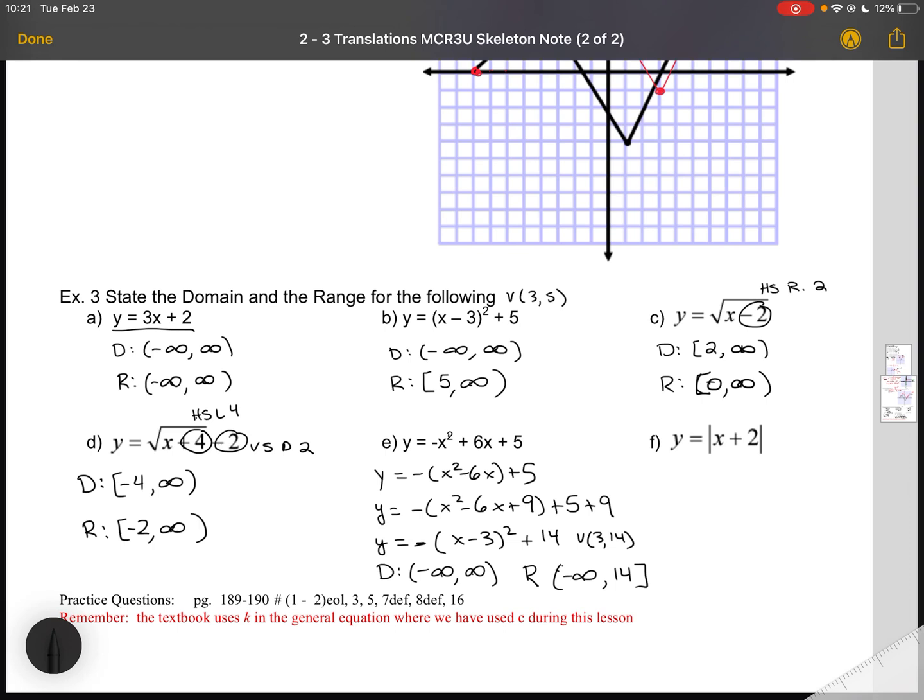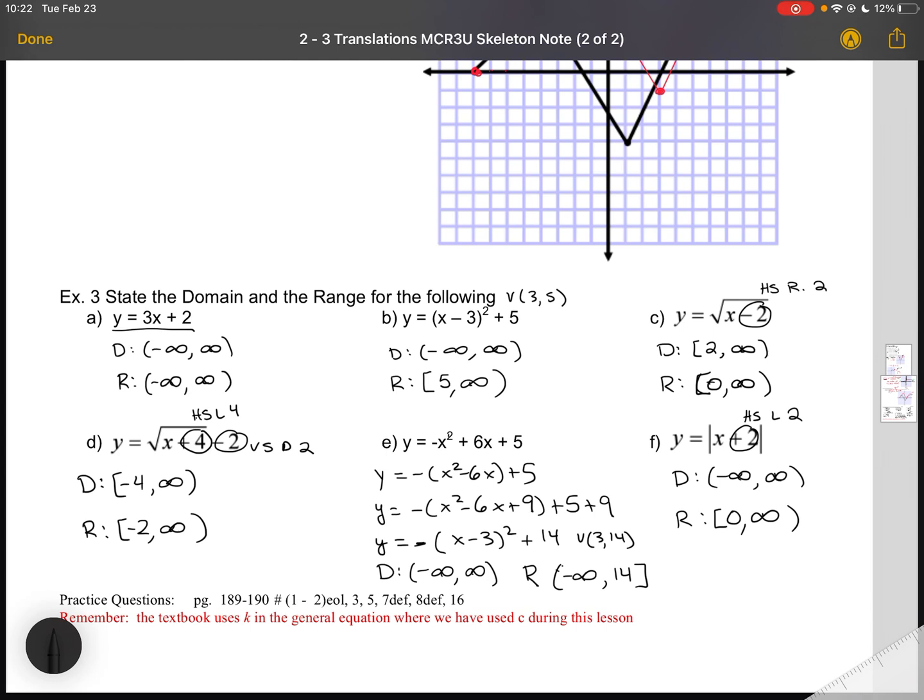The last one here is the absolute value function. So here we've got a horizontal shift left 2, which means that my domain is going to remain the same. And my range is affected here, just the same as the regular function. There's really no difference made by shifting the absolute value function horizontally.